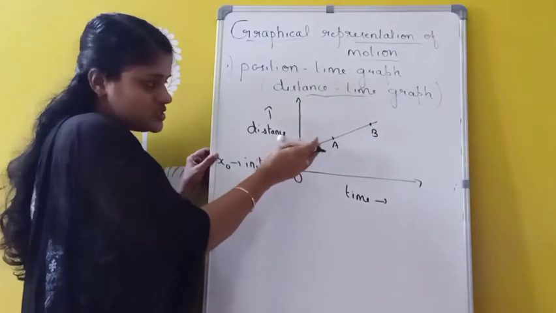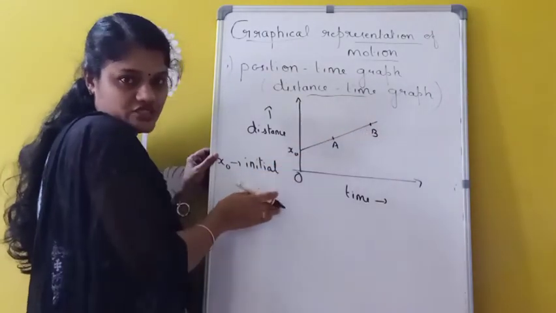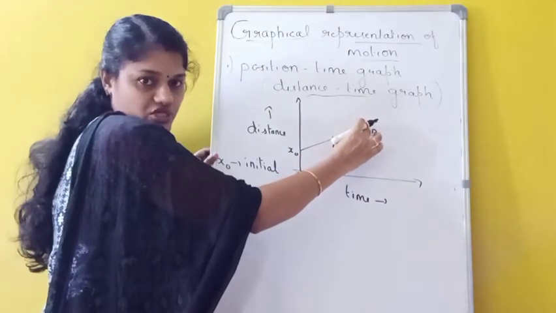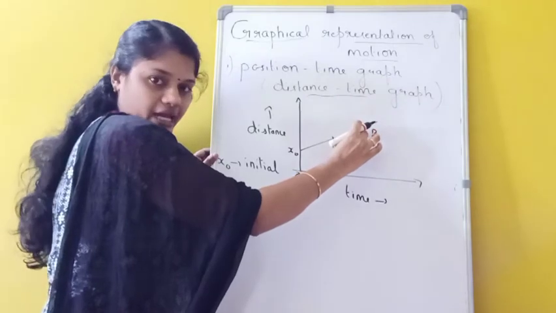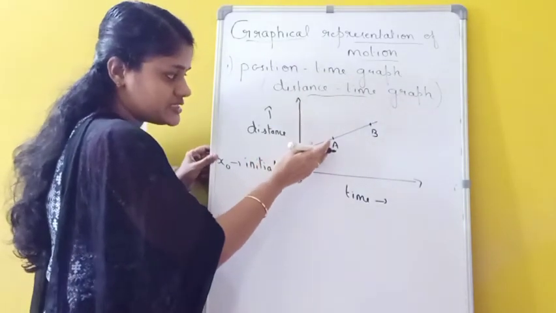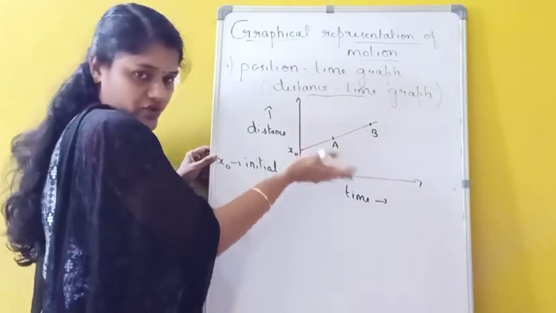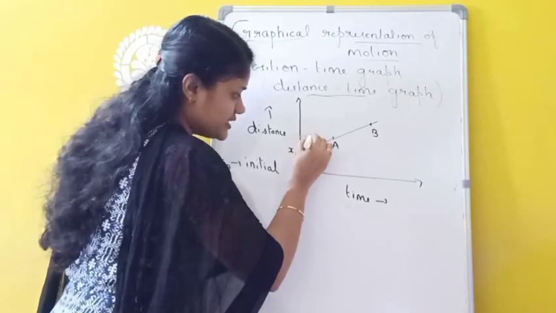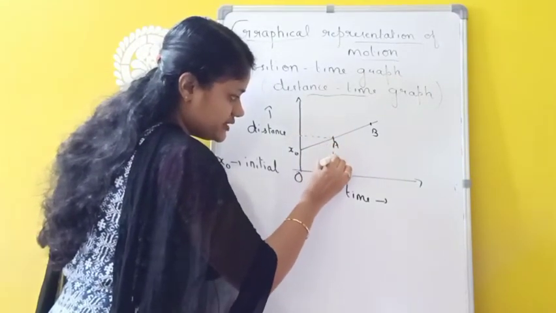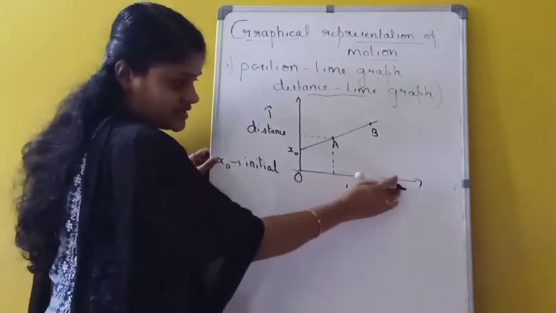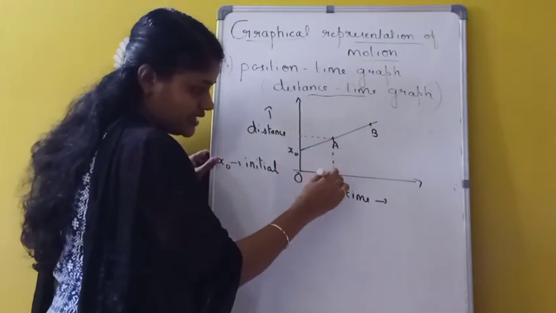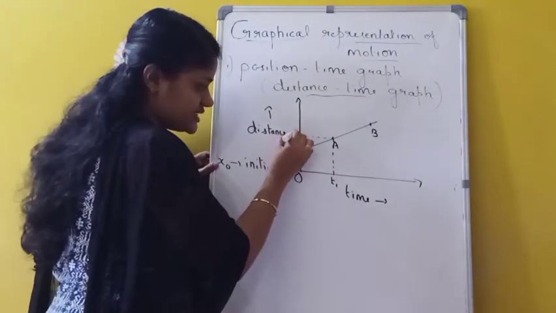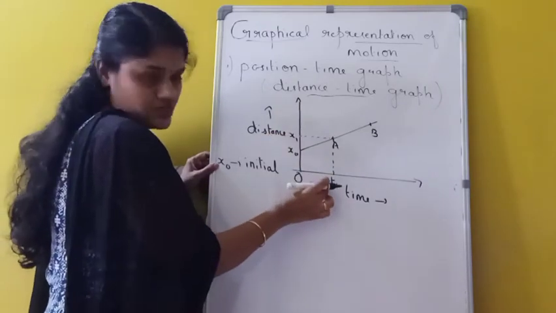Then I told you the slope of this graph will give which quantity? Velocity. So first of all we have to find the slope of this graph. For that we have taken 2 points, A and B. I am drawing perpendiculars from A and B to the y direction as well as to the x direction, where we have taken time. At position A, suppose I take the time as T1, and the distance covered as x1. So x1 is the distance covered in time T1.